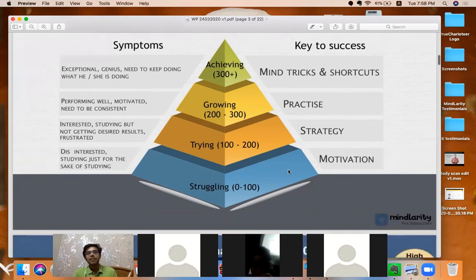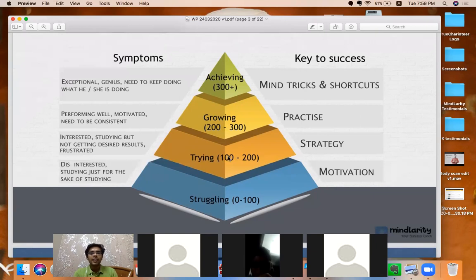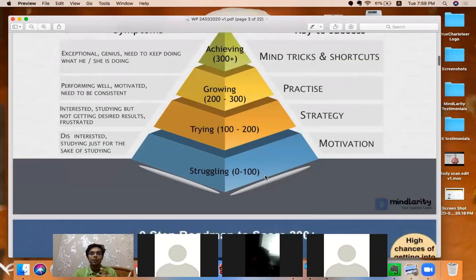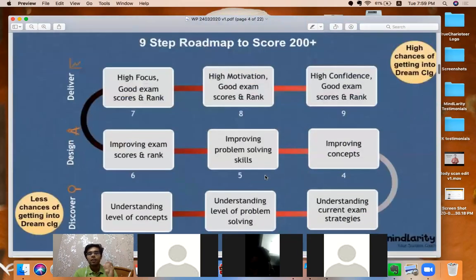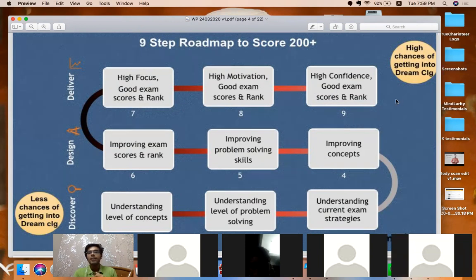Right, so just identify yourself. Are you in struggling, trying, growing or achieving? Growing and achieving, that means you are doing quite well. If trying and struggling, that means you have to improve. And now I will tell you how you can improve. So in order to help you improve in your JEE preparation, I have designed a 9-step roadmap. So 9-step roadmap में क्या होगा कि you will go from point A to point B. So point A means that you have less chances of getting into your dream college, while point B means that you have great chances of getting into your dream college.